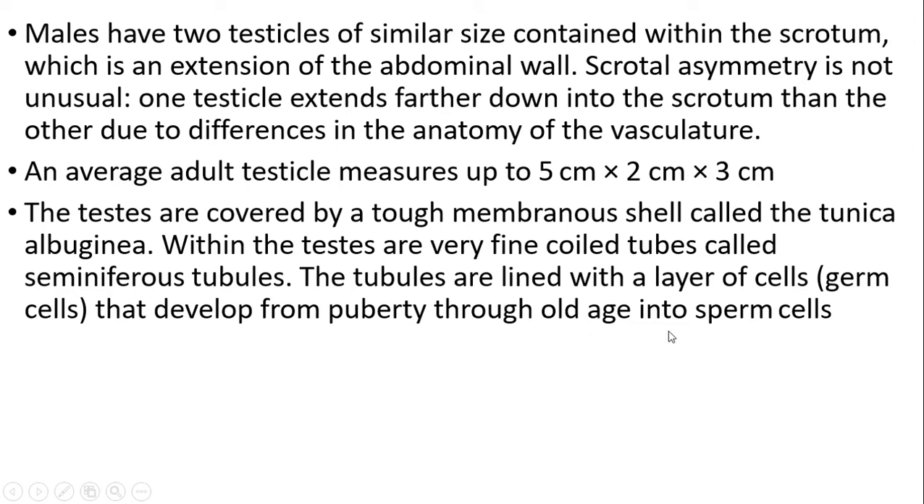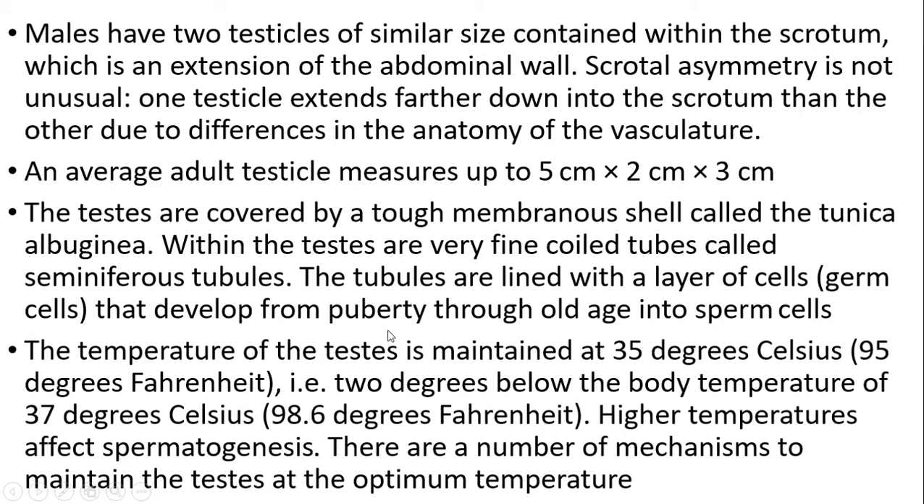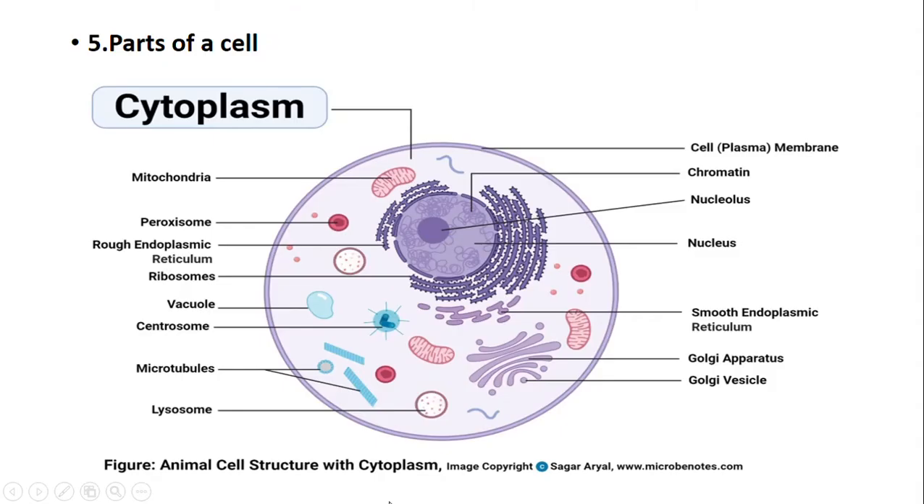into sperm cells. The temperature of the testis is maintained at 35 degrees Celsius or 95 degrees Fahrenheit, that is 2 degrees below the body temperature of 37 degrees Celsius. Higher temperature affects spermatogenesis. There are a number of mechanisms to maintain the testis in the optimum temperature.